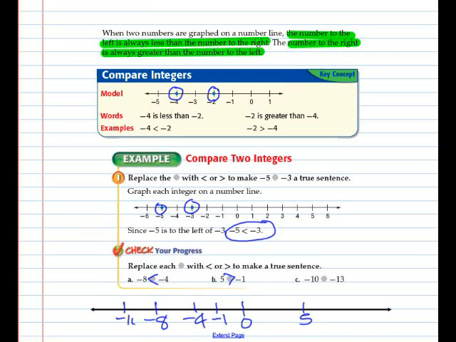Negative 10. Negative 13. Because negative 10 is to the right of negative 13, it is greater than negative 13 on the number line.